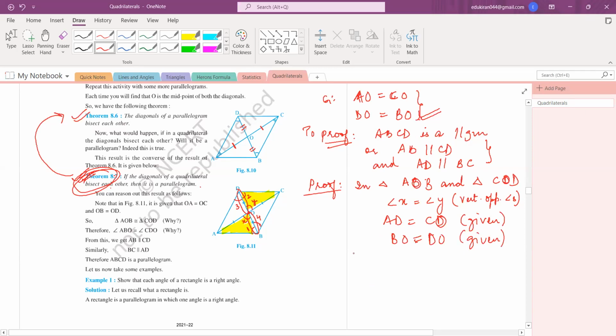So which criteria will it become? Nobody will speak up now? SSA. Fine. Yes. So by SSA, the triangles are congruent. So triangle AOB is congruent to triangle COD. Fine.